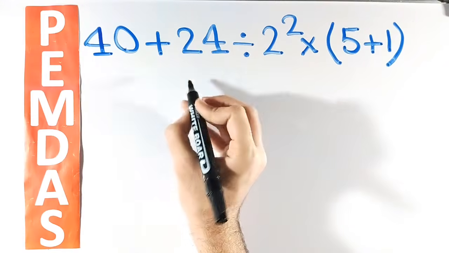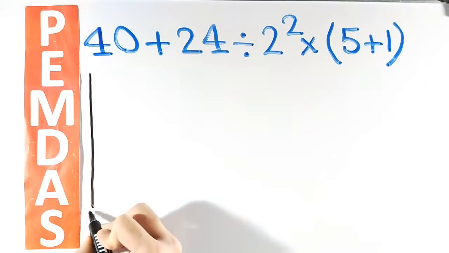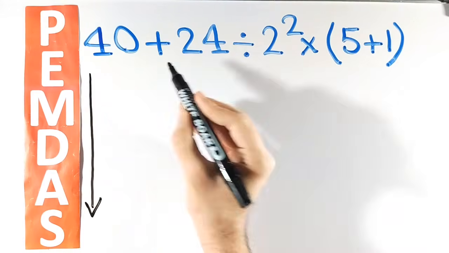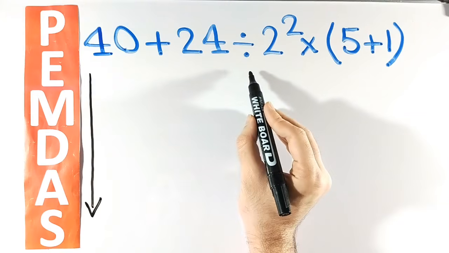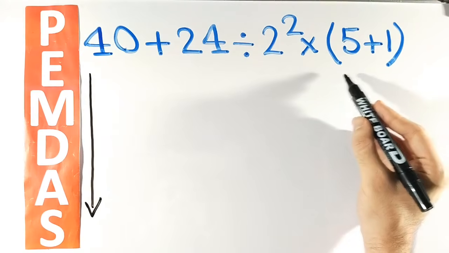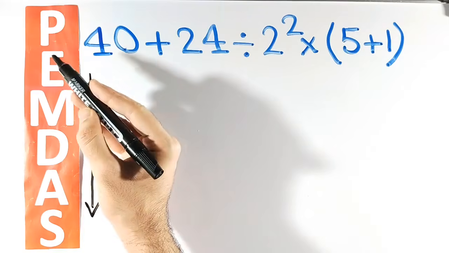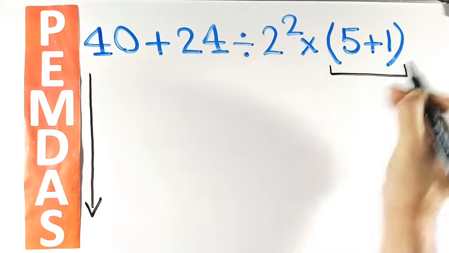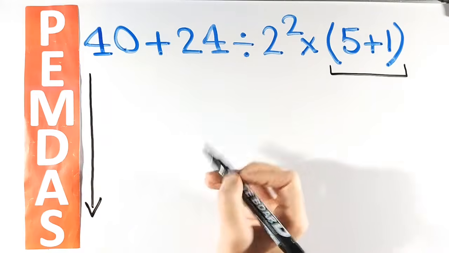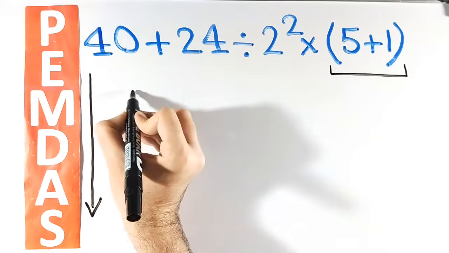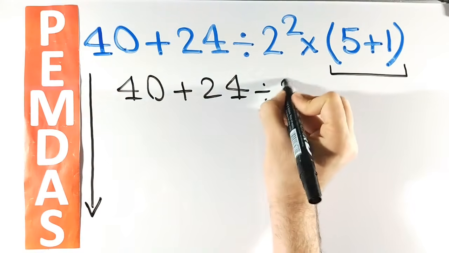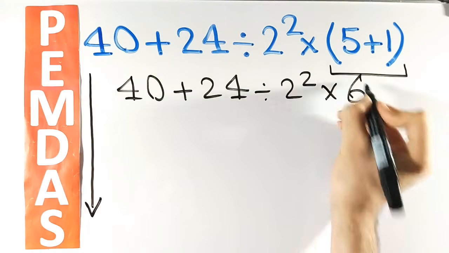To solve this question, we must follow the order of operations step by step from top to bottom. As you can see on the screen, in this expression, first we have an addition sign, then a division sign, followed by an exponent, then a multiplication, and finally parentheses. According to the PEMDAS rule, first you go for the expression inside the parentheses because parentheses have the highest priority among the other operations. So, we rewrite this expression as 40 plus 24 divided by 2 squared multiplied by 6.